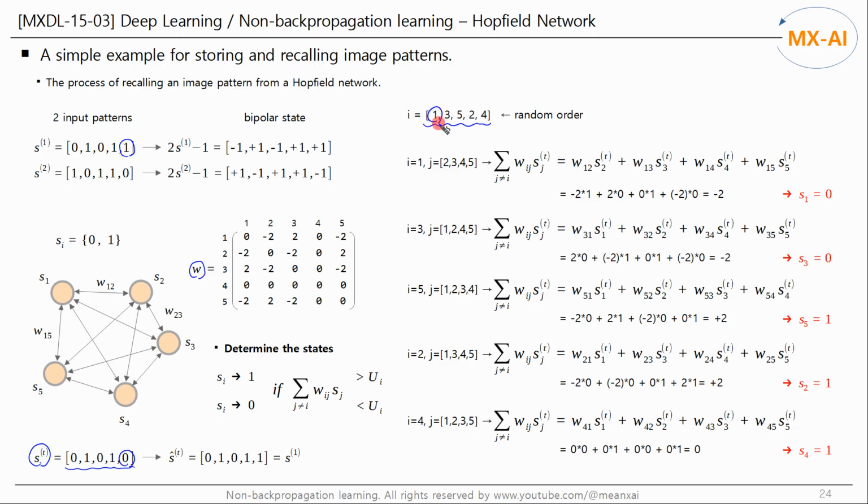First, we update the state of neuron 1. Then I is 1 and J is 2, 3, 4, 5. We use this formula to compute the output of this subnetwork as follows. The output is -2. Since this is less than 0, S1 is updated to 0.